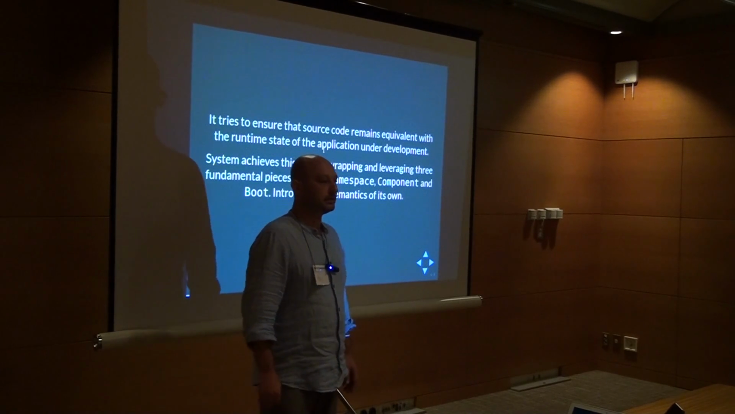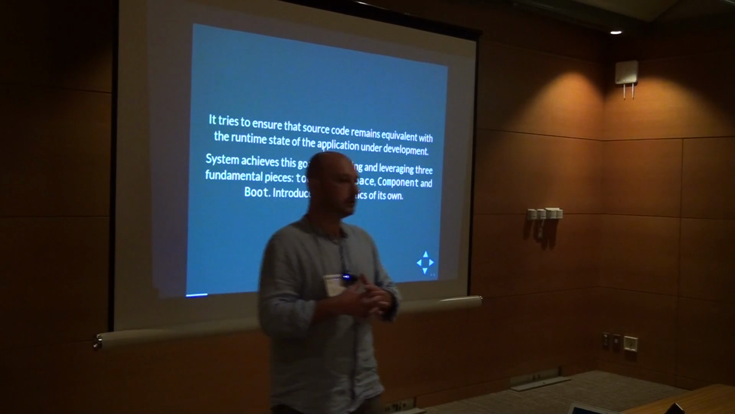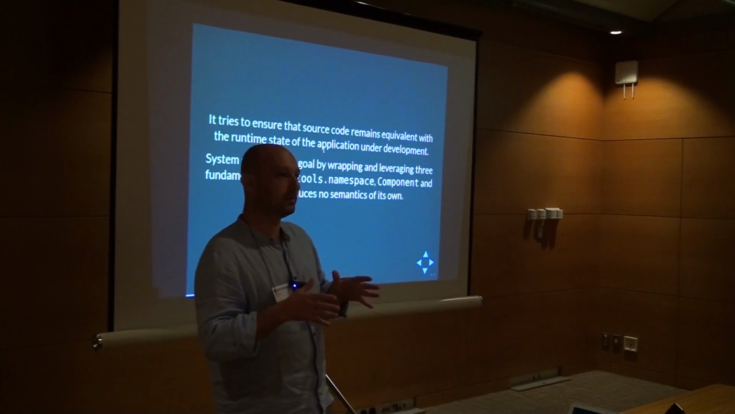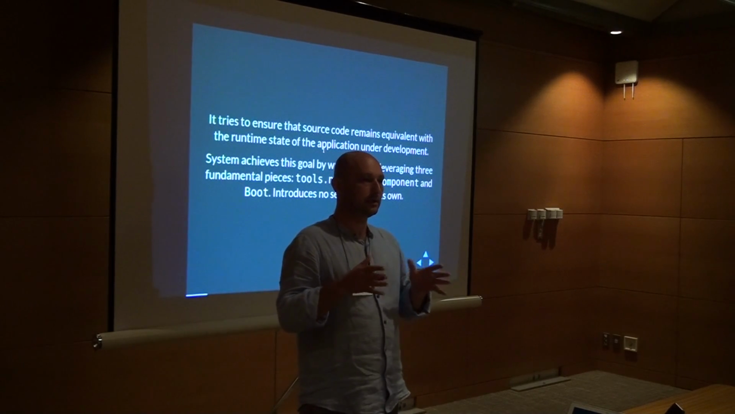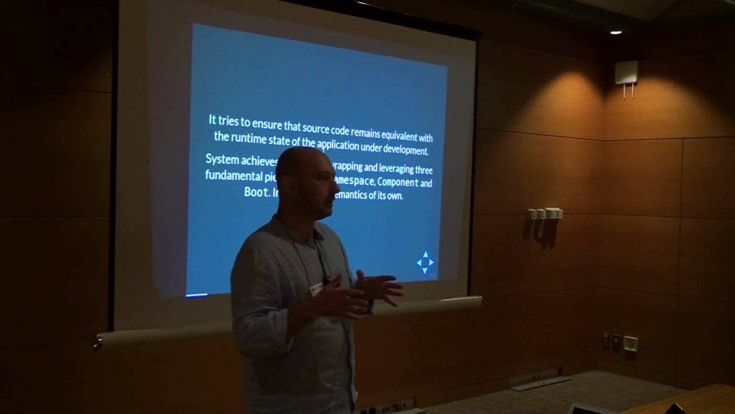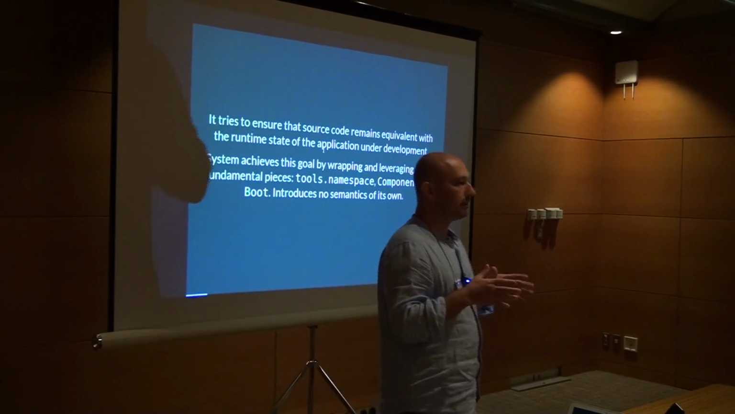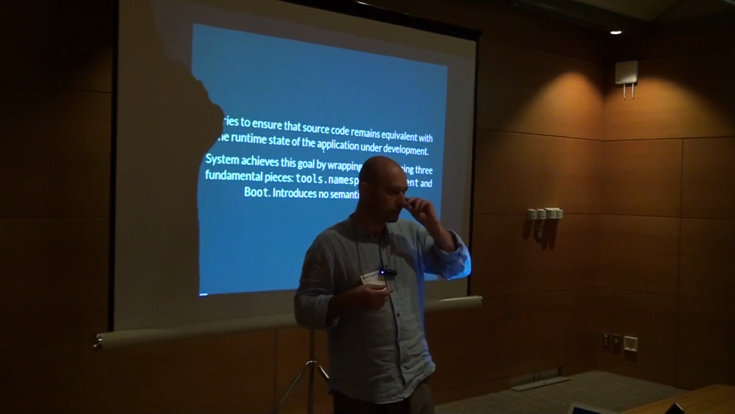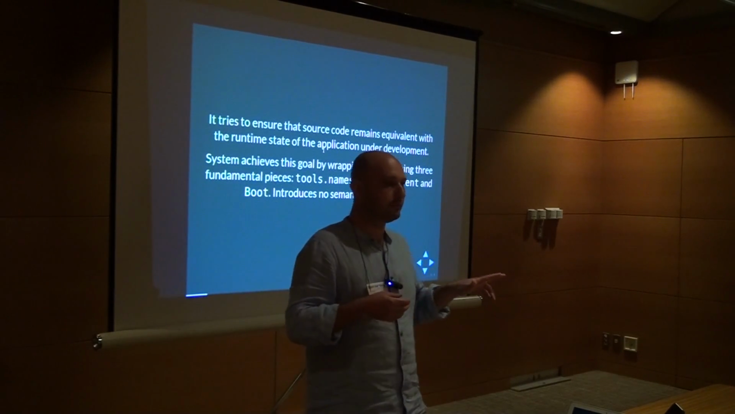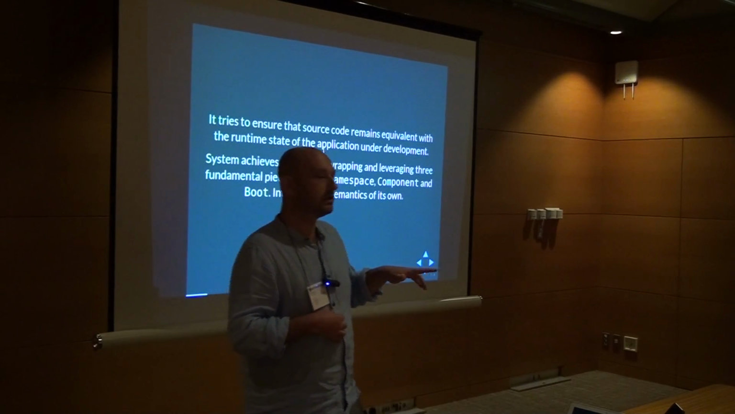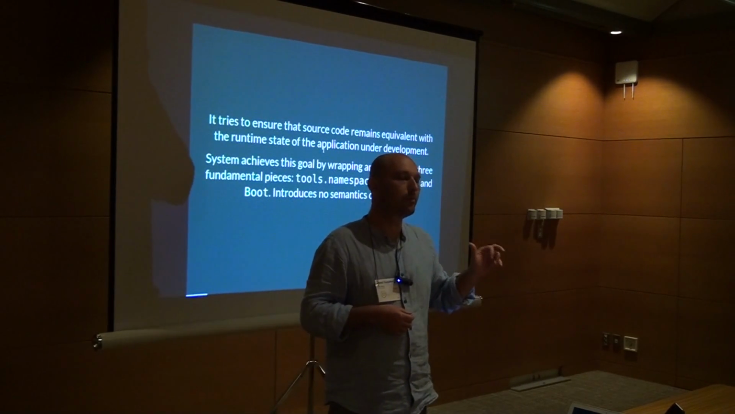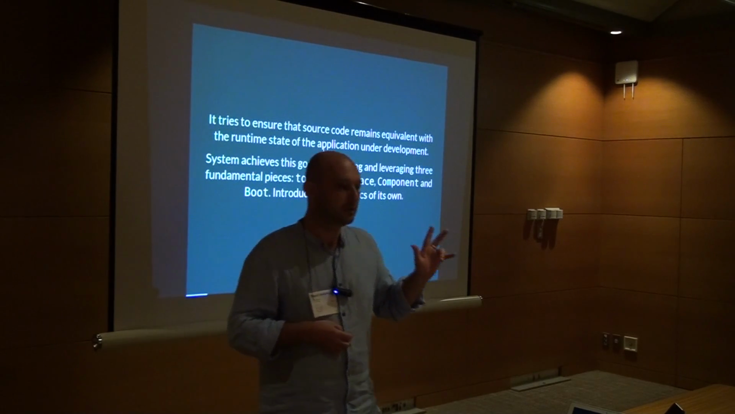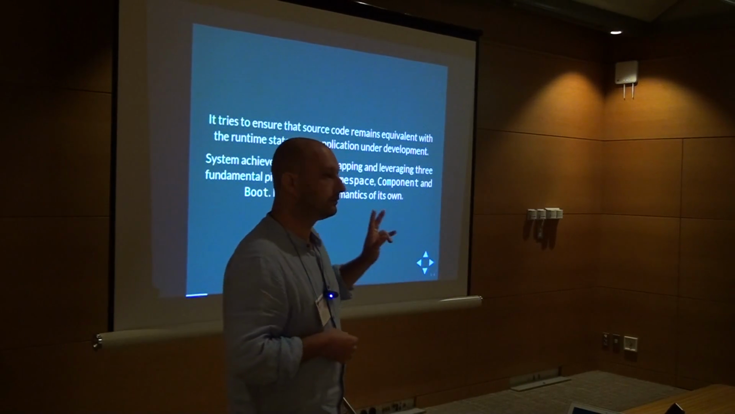System is a library that aims to make sure that when you do bottom-up programming in the REPL, your runtime state stays in sync with your source code. It aims to provide you a good interactive experience with Clojure. And it leverages three foundational libraries in Clojure: component, tools.namespace, and Boot. Boot is a build system.